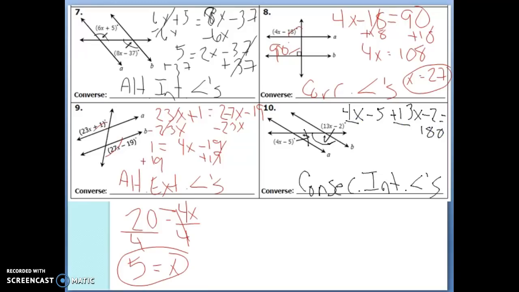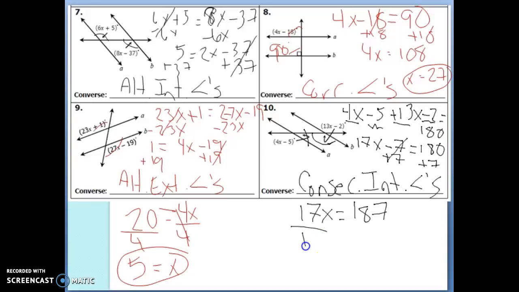So we need to combine our x's. 4x plus 13x is 17x. Negative 5 minus 2 is negative 7, equals 180. So we want to get x by itself, add 7 to both sides. 17x equals 187. And to get x by itself, divide by 17. X equals 11. So the algebra is definitely my favorite, applying those converse theorems to prove the lines are parallel.